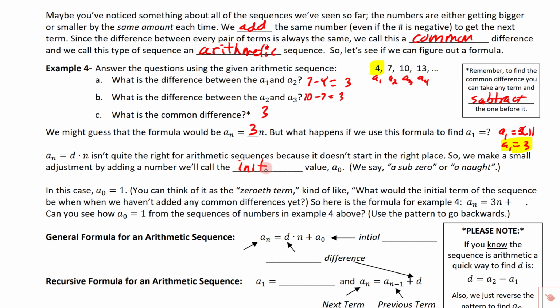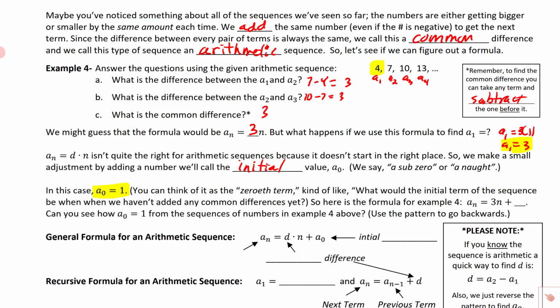So write the word initial. The initial value. Now, the way we say this is we say a sub 0, or if we're British or we get really fancy, then we say a naught, because naught is another word for 0, kind of like it was all for naught, it was all for nothing. Okay, so for the example up above, we're going to say that a naught is equal to 1. So you can think of this like the 0th term. So it's not a mystery how we got it. It's basically like saying, what would the initial term of the sequence be when we haven't added any common differences?